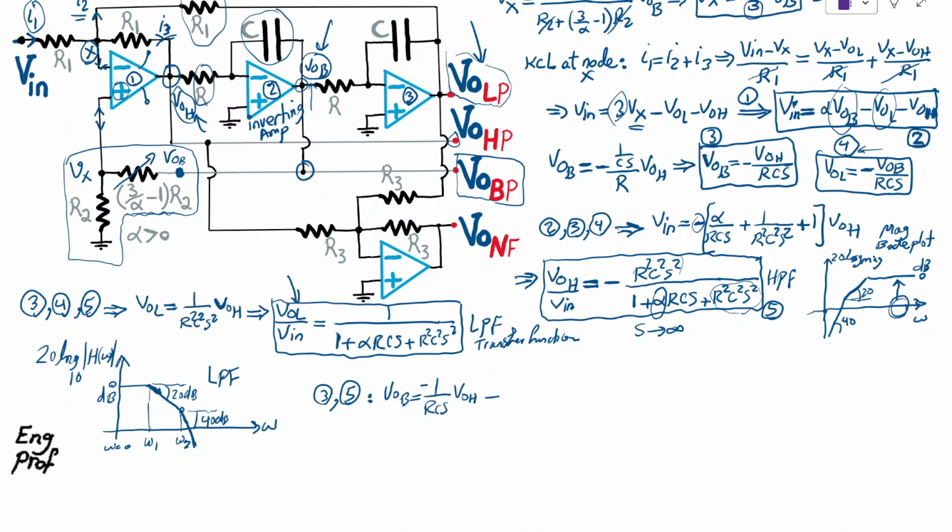So as a result, we know that now combining with equation 5, substituting for V out high pass and using V out bandpass for it, we get V out bandpass over Vn is equal to negative RCS plus RCS over 1 plus alpha RCS plus R square C square S square. Okay, so this is the transfer function of what is supposed to be the bandpass filtered version.